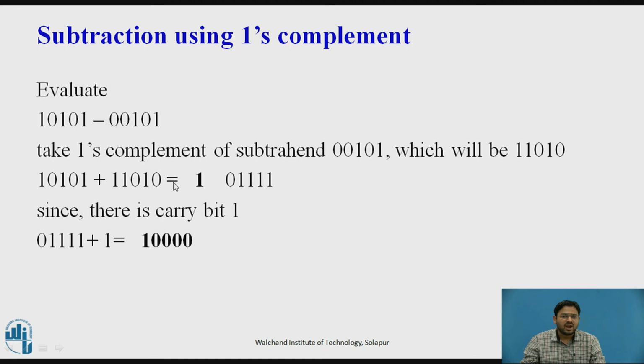When you add this, you will get an extra carry. As you are getting the extra carry, that means your result is positive, that is, you are subtracting the lower number from the higher number. So you take this carry and add it to the least significant bit, the rightmost bit of this binary number. When you add it, you will get the actual result, which is 1 0 0 1 0 0 0 0. So this is how we do subtraction using a ones complement.